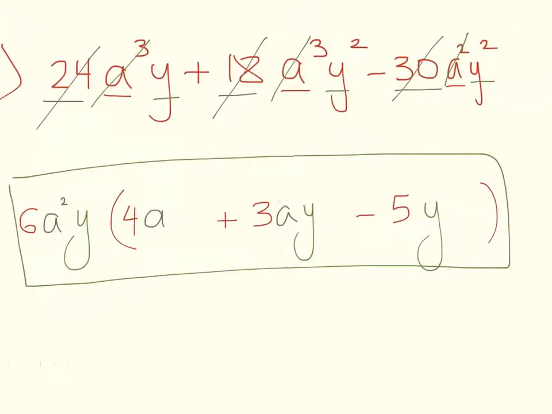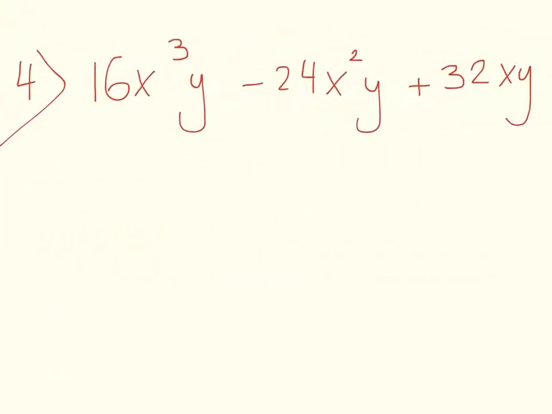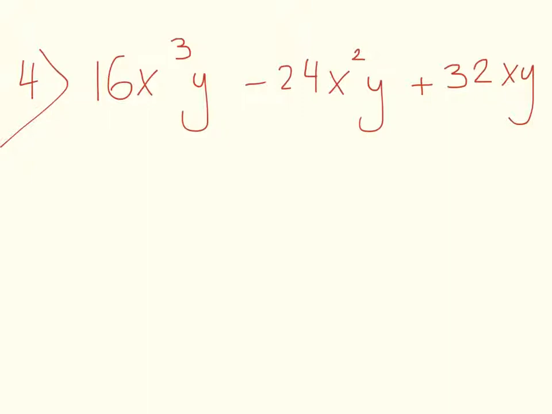Now let's move on to the last problem. 16x to the third y minus 24x to the second y plus 32xy. Now let's try to factor out. Let's start with the numbers. What's common between 16, -24, and 32? They're all divisible by 8.